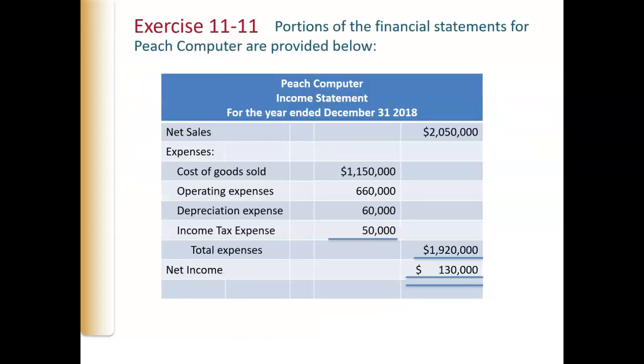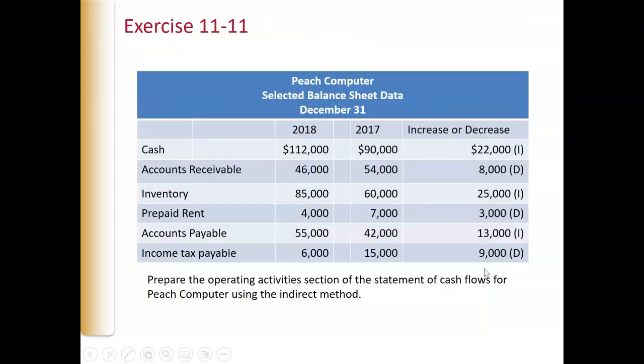Portions of the financial statements for Peach Computer are below. We see our sales. We see our cost of goods sold, operating expenses, depreciation expense, income tax, and our net income. Then we see our balance sheet, the changes.